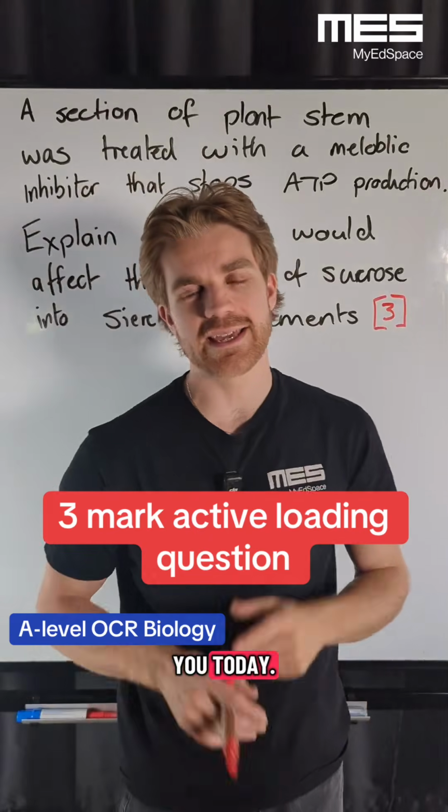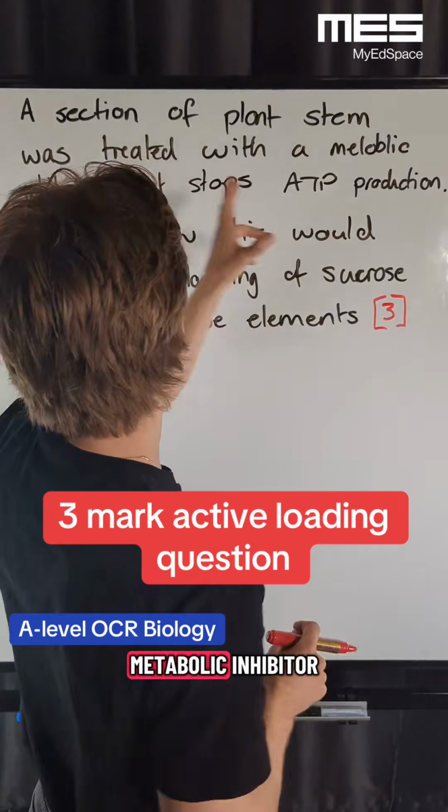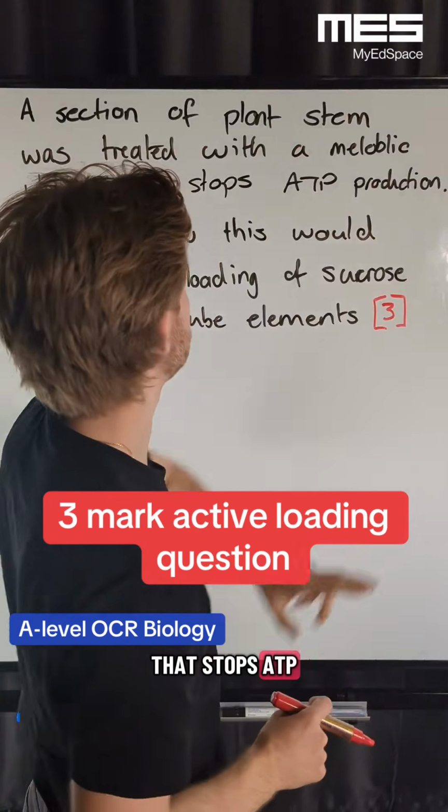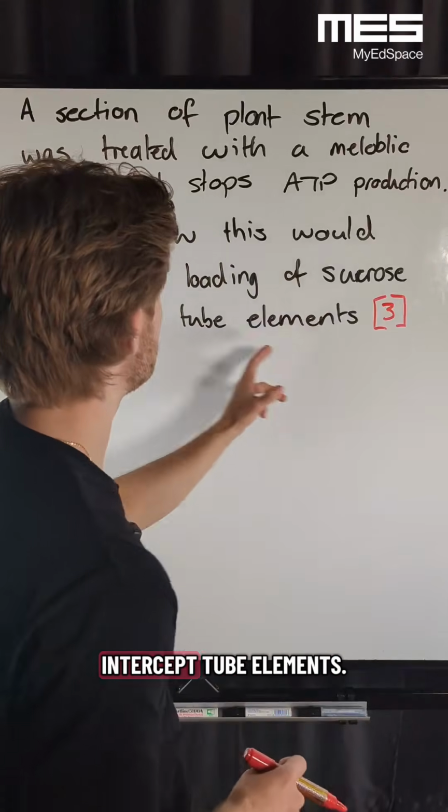Easy question for you today. Can you get full marks? A section of plant stem was treated with a metabolic inhibitor that stops ATP production. Explain how this would affect the loading of sucrose into sieve tube elements.